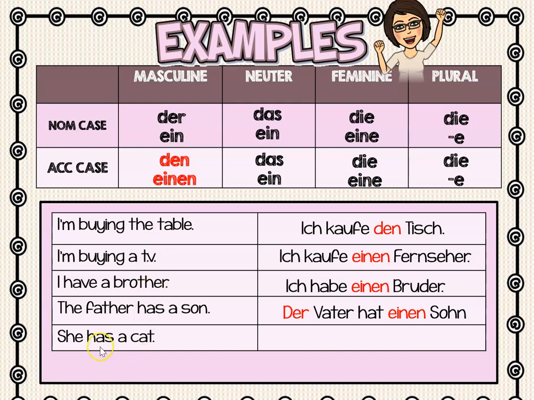She has a cat. She has what? She has cat, direct object. She is the subject. Cat is the direct object. So I have feminine cat used as a direct object, so it's going to be eine.